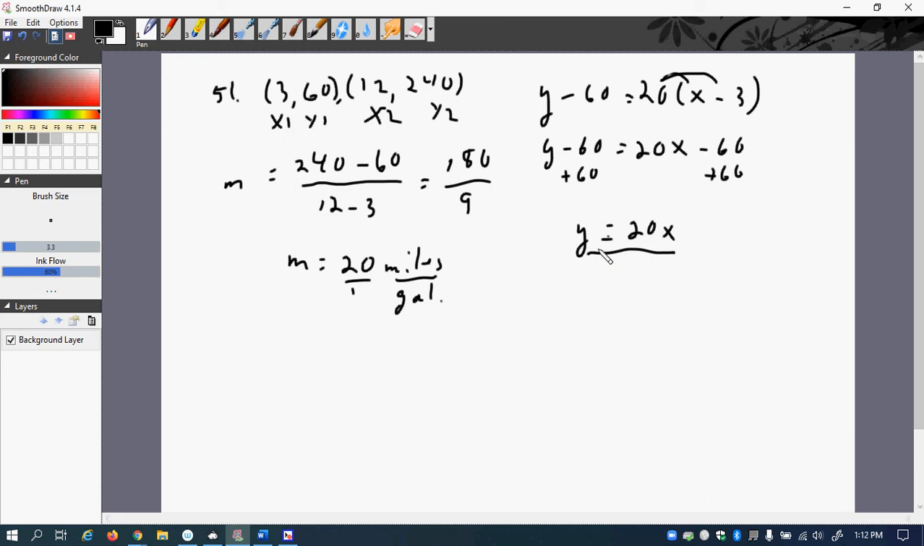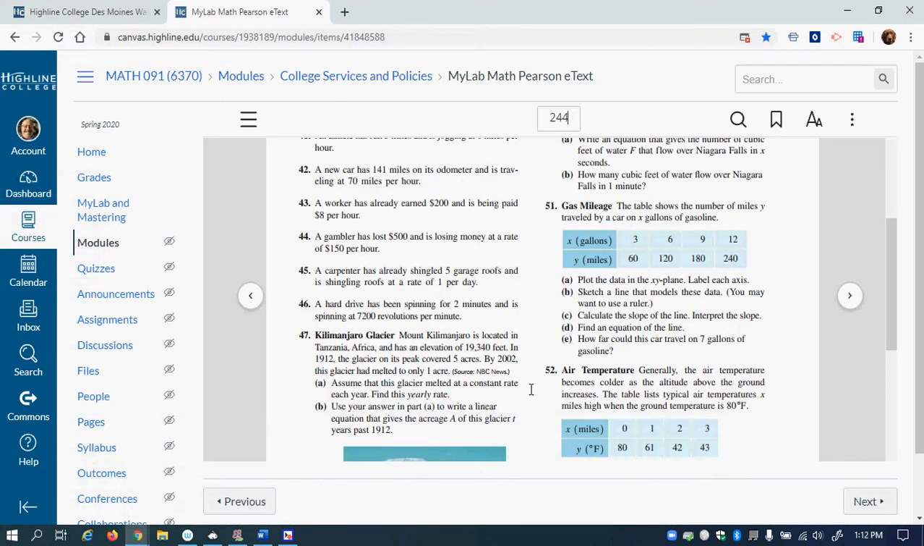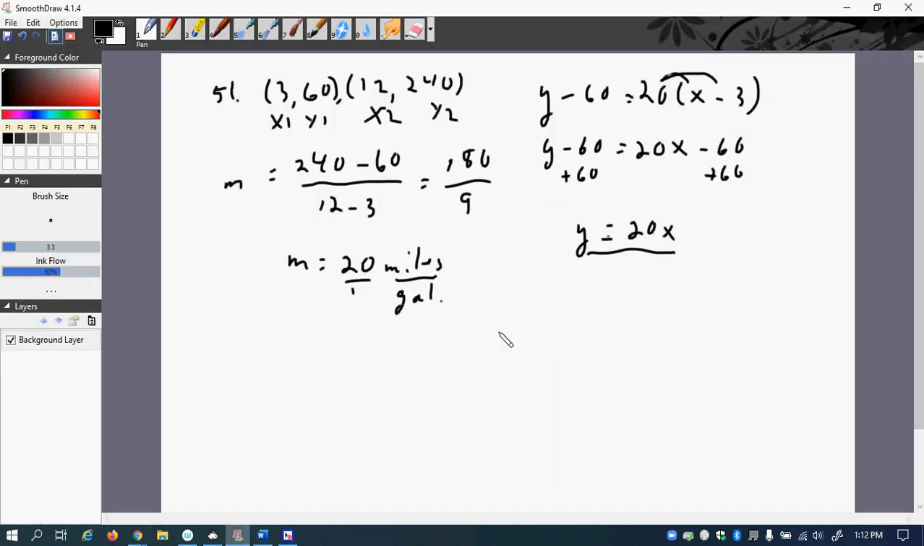Now looking at the book again, it says calculate the slope, which I found to be 20 over 1. Find the equation. I did that. And how far could this car travel on 7 gallons of gas? So I go back to my work and I'll put in 7.